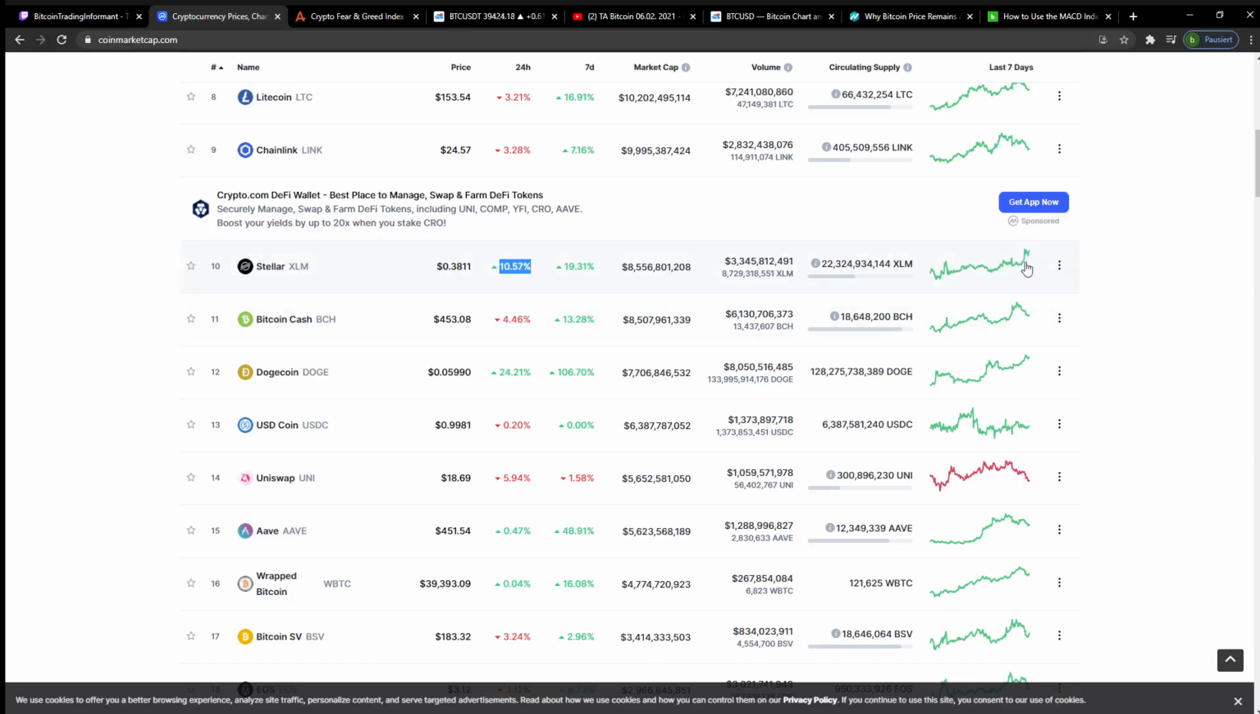This was this big move upwards here. Okay, Dogecoin. Dogecoin is extremely pumping. Dogecoin the last 7 days 106%, and today 24%.